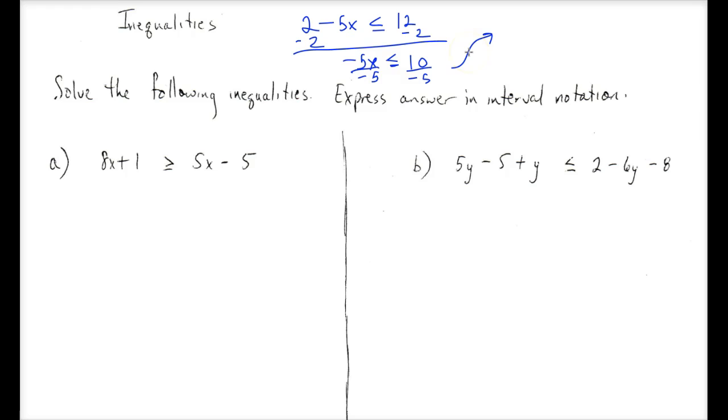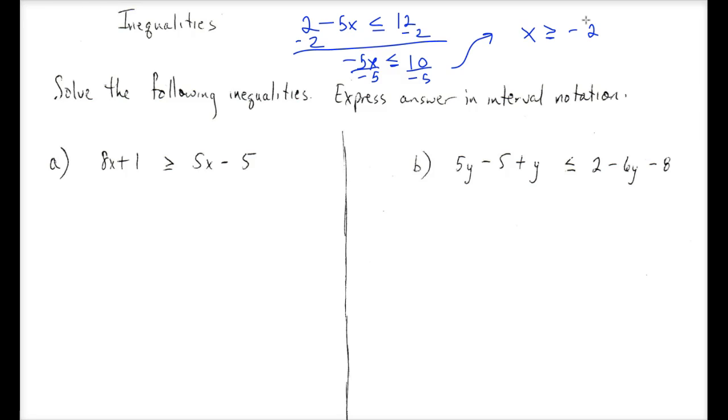Now, with equations, you would just go off and say that x is equal to negative 2. But since we are dividing by a negative number here, we have to change the sense of the sign, meaning instead of having less than or equal to, I have to have greater than or equal to, and then a negative 2 there. If you're unsure of whether you've done that correctly or not, you can always go back and check.